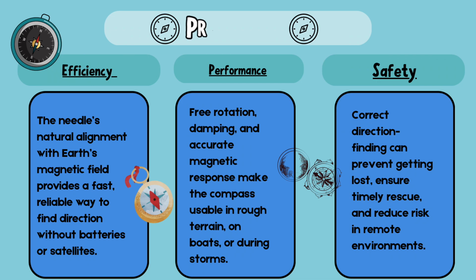How do magnetic properties enhance the compass's efficiency, performance, or safety? First, the needle's natural alignment with Earth's magnetic field provides a fast, reliable way to find direction without batteries or satellites. Next, protection, damping, and accurate magnetic response make the compass usable in rough terrain, on boats, or during storms. Last, for safety, correct direction finding can prevent getting lost, ensure timely rescue, and reduce risk in remote environments.